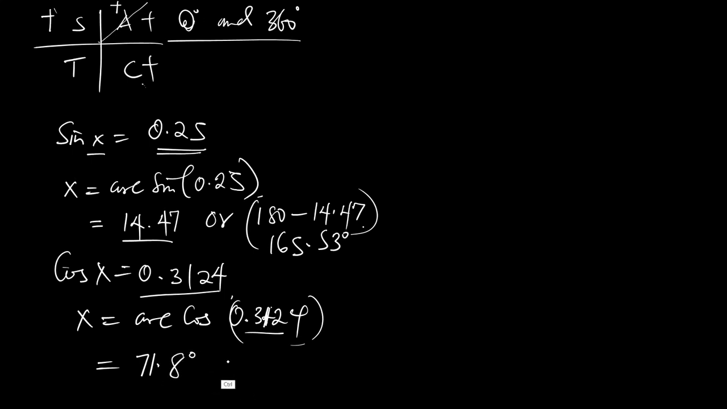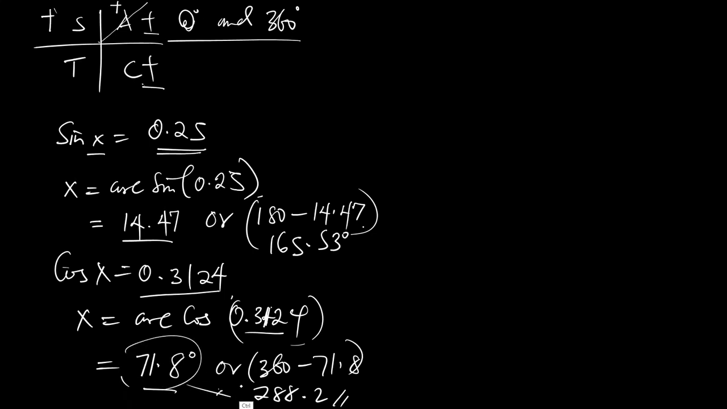So we have 71.8 degrees. Since it is positive here, it's also positive here, which is 360 minus 71.8. This will roughly give us 288.12. So that means it falls between this and this, so this or this is the answer. So that is it. Now let's look at another problem.